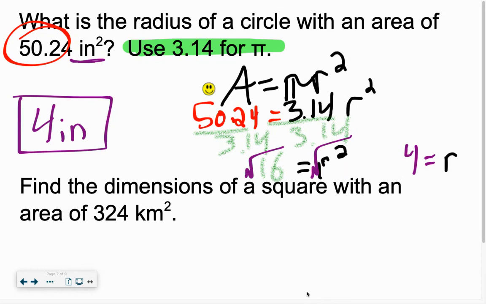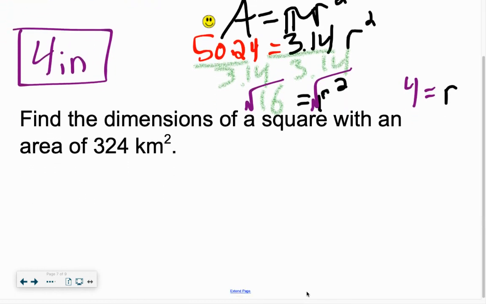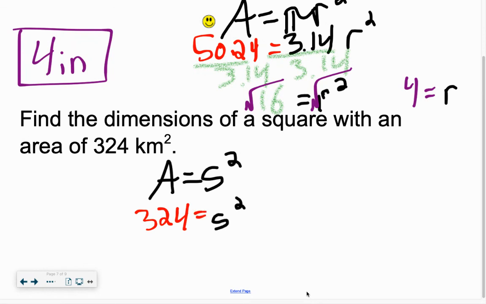Find the dimensions of a square with an area of 324 square kilometers. Well, remember, the area of a square is side times side, or side squared. So when we plug that in, the area was 324 equals side squared. To solve that, we are going to take the square root, because we're trying to figure out what number times itself is going to give us 324. What's the side length of the square that when we multiply them together, we're going to get the final answer of 324. That's where you're going to see the number 18.